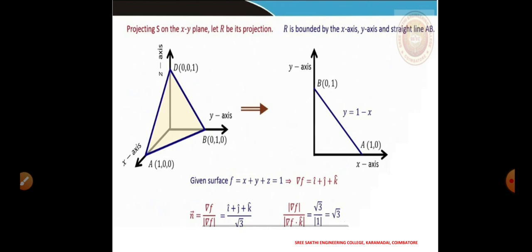If we project on the yz plane or another plane, then the normal vector changes accordingly. So here we get modulus del f, that is root 3, and the dot product of del f with the k vector is just 1. So we have 1 here, that means root 3. So the factor from surface to area will now be root 3.